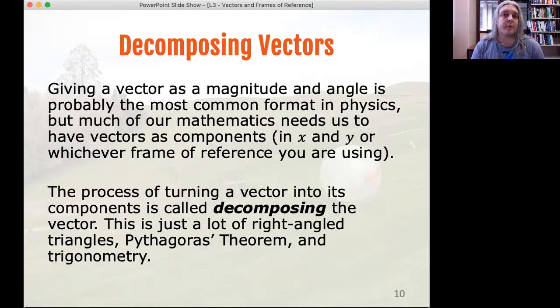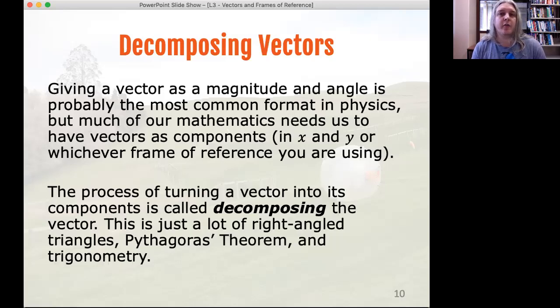If you don't have the components, if you've just been given a magnitude and a direction, then you might need to figure out those components to do the vector maths. And that's called decomposition, decomposing the vector, turning it into its components. So decomposing a vector is just taking that vector as its length and an angle and turning it into an X and a Y, or whatever coordinate system you're using.